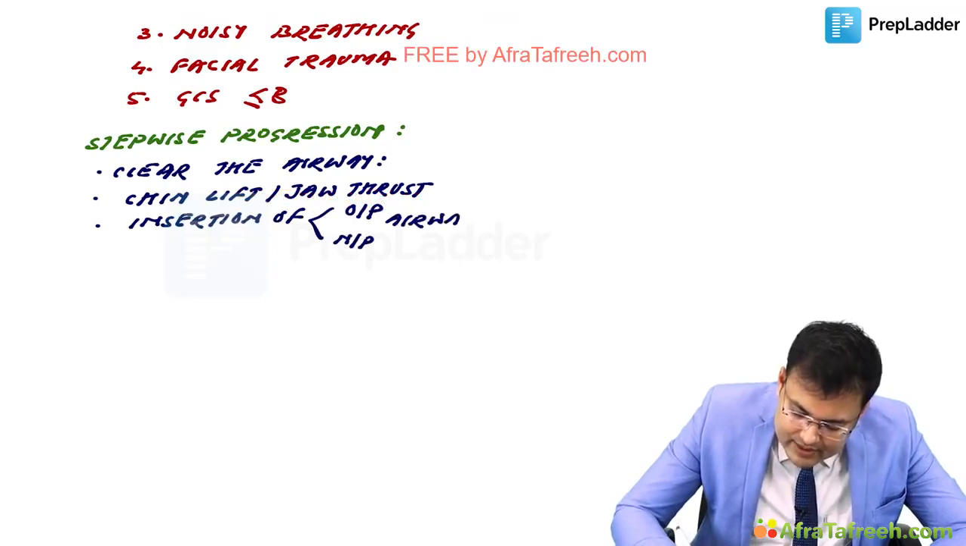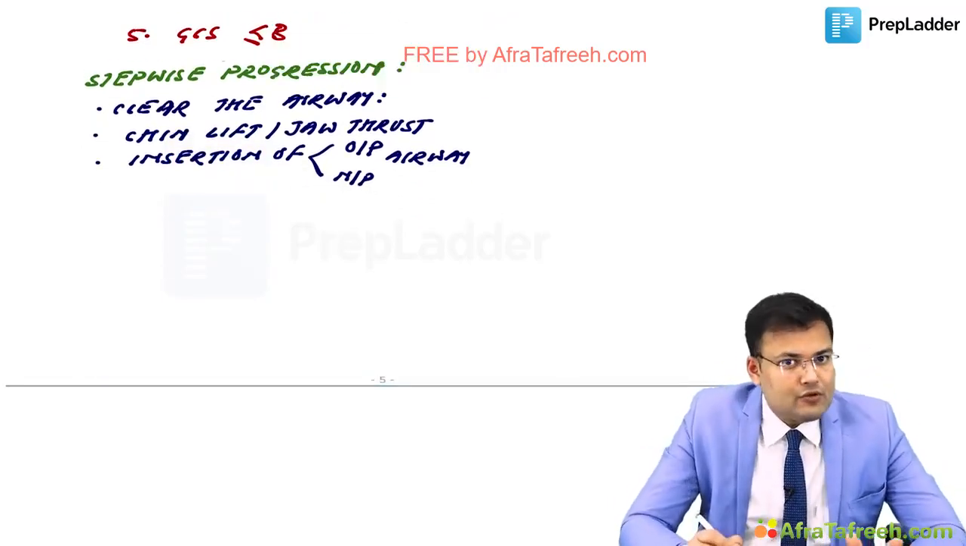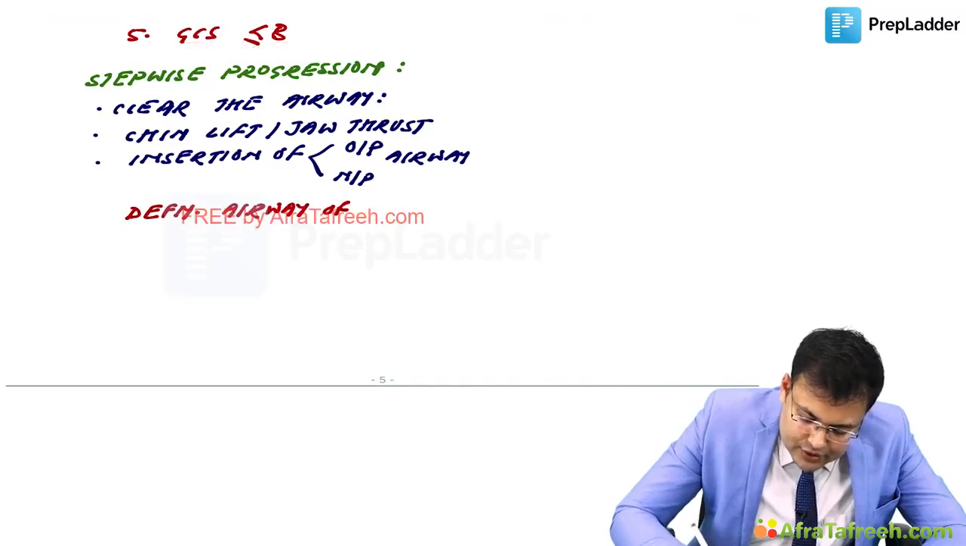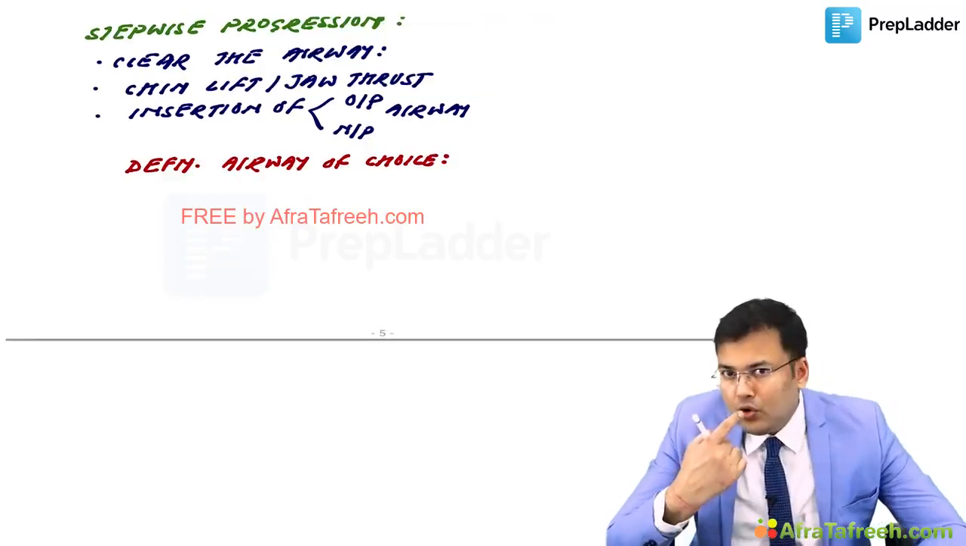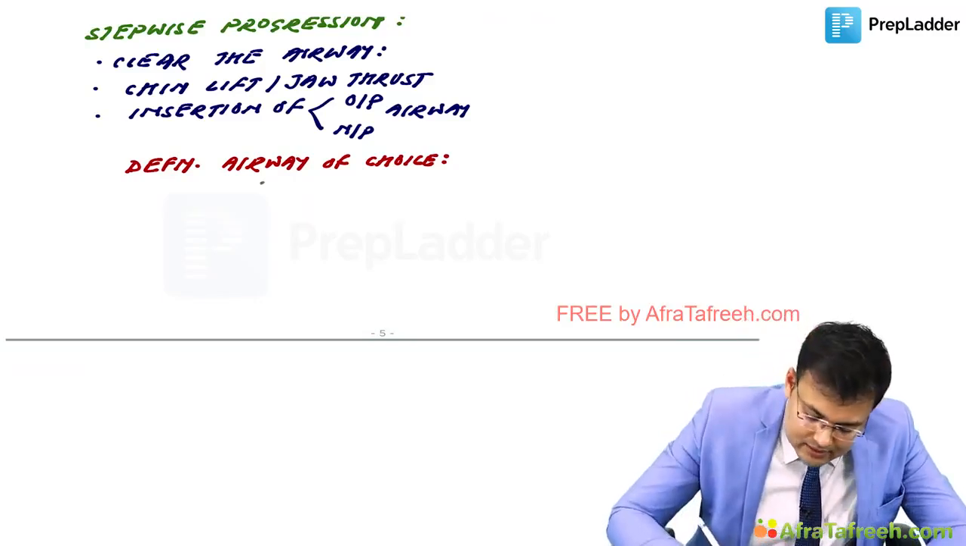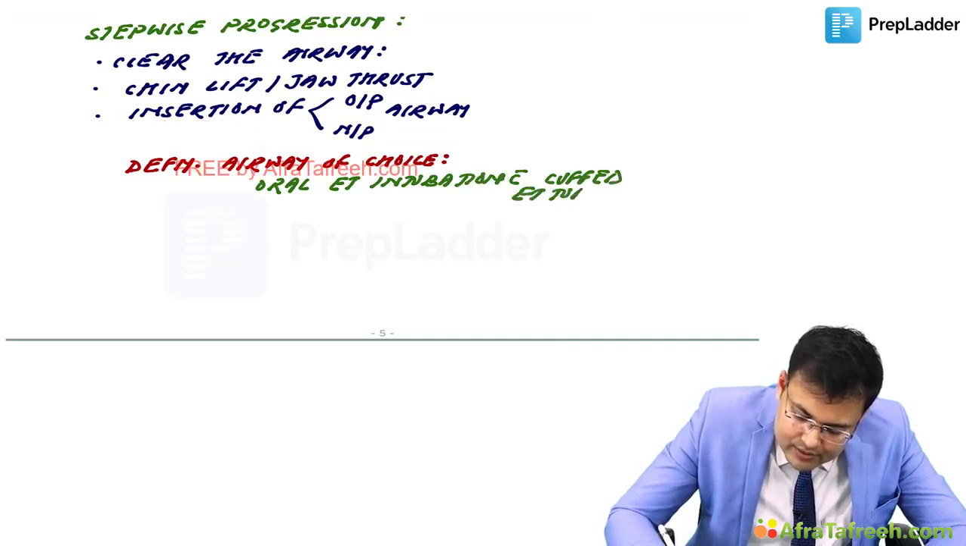Right? And now comes the question, the definitive airway of choice in most of trauma patients. Clear? And this is oral endotracheal intubation with cuffed ET tube. Cuffed endotracheal tube.